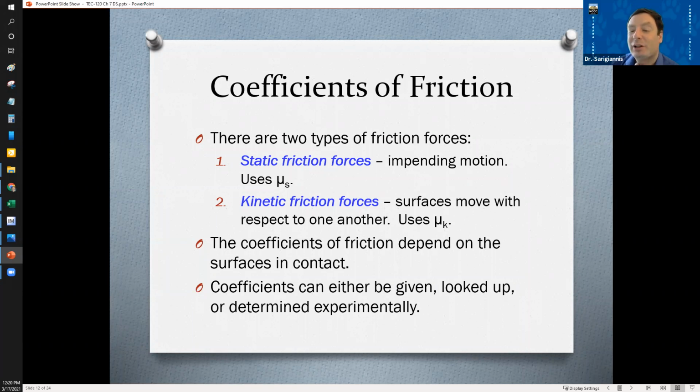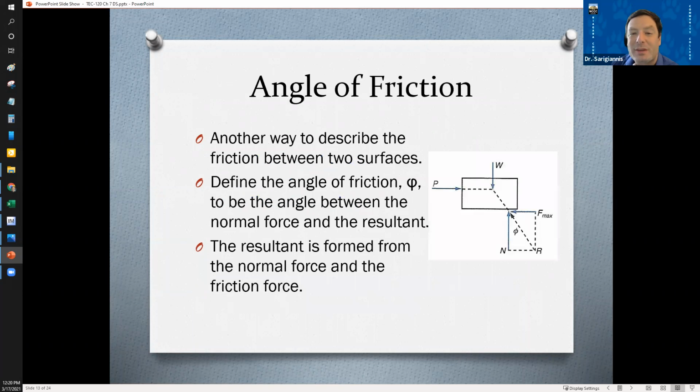But typically, you can look them up. You're going to be given a lot of them in problems, or you can determine them experimentally. Your book uses this technique. I believe one of the homework problems asks you to look for this technique as well.